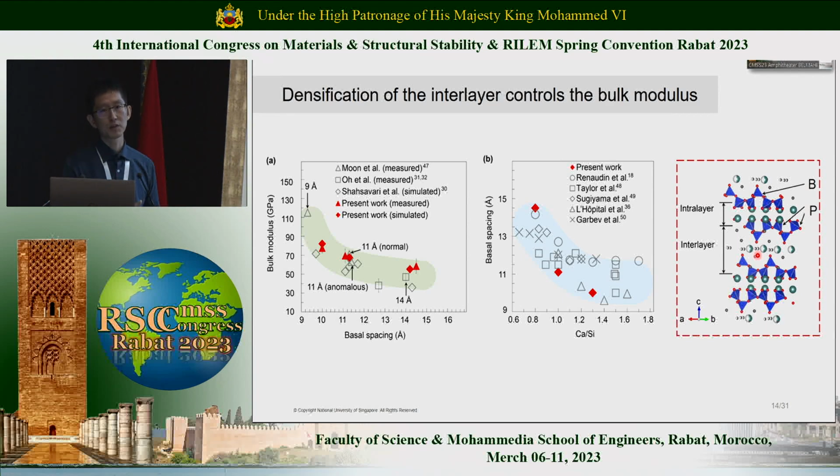It can also change with aluminum incorporation. It can also change with different calcium to silica ratio. So all these conditions should be considered when you are doing molecular dynamic simulation, because they will give you different elastic modulus of the CSH.